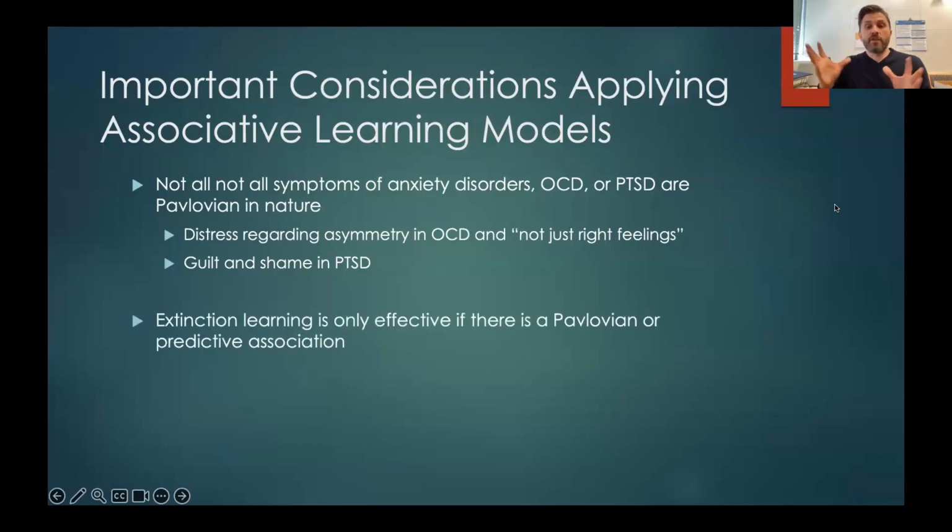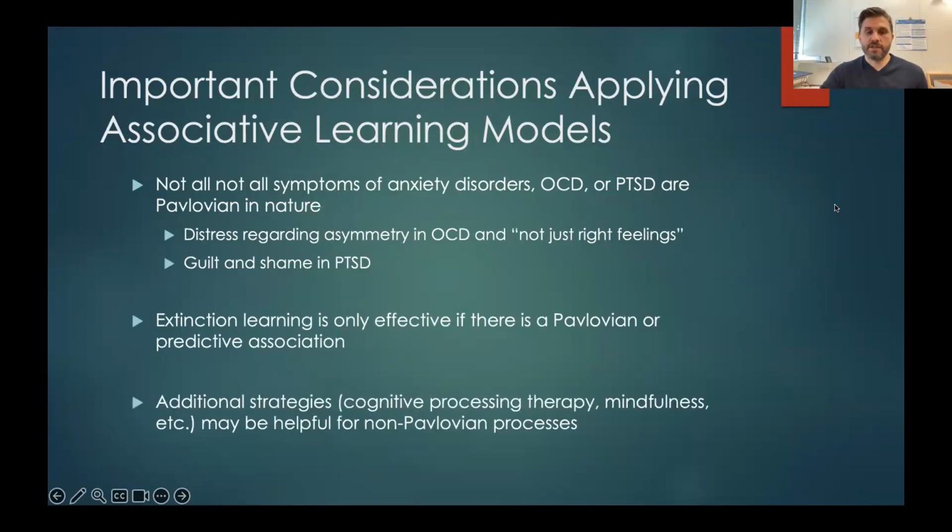So extinction learning is only going to be effective if there's a Pavlovian or predictive association. When that's not the case, that doesn't mean that exposure itself won't be effective, or other strategies. Additional strategies might be helpful: cognitive processing therapy for PTSD, mindfulness, other types of approaches to target these additional treatment presentations. And I think this is one of the areas where people get stuck in initially applying the model.